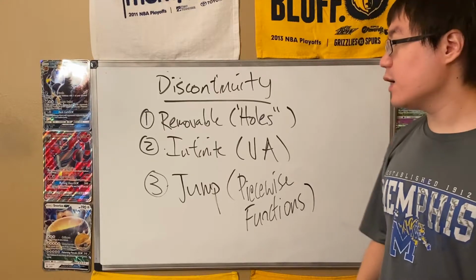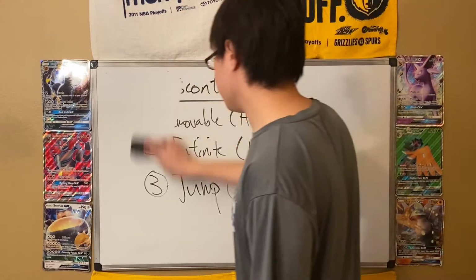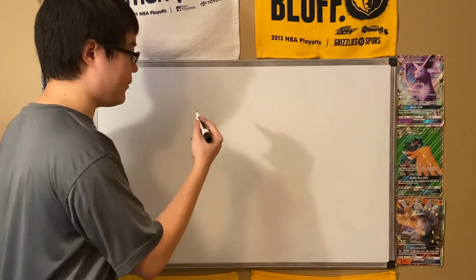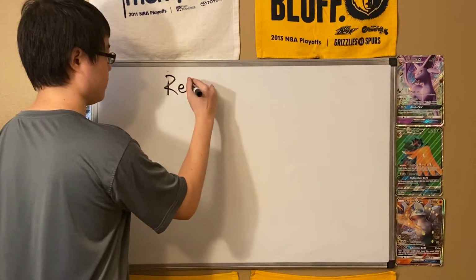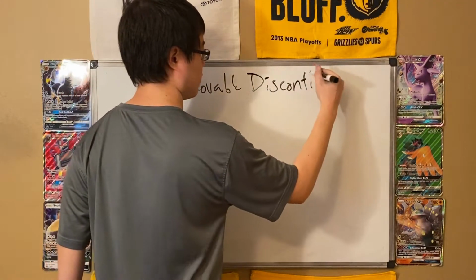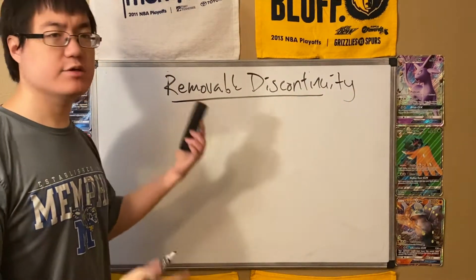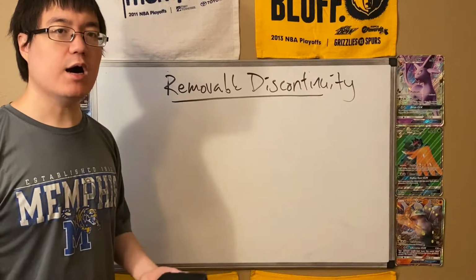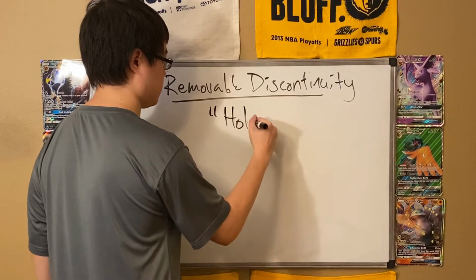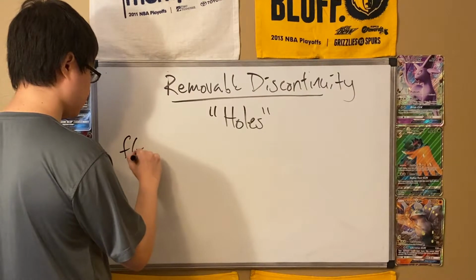So let's get started. What I'm going to do for each of those is provide one example for each of them. So let me erase this. So the first one, which is the most common one, is going to be removable discontinuity. Again, in layman terms, I don't know why we use these fancy words, removable discontinuity. What my students call them are holes, because they're holes. They're holes for functions. So the most common example is probably something like this.